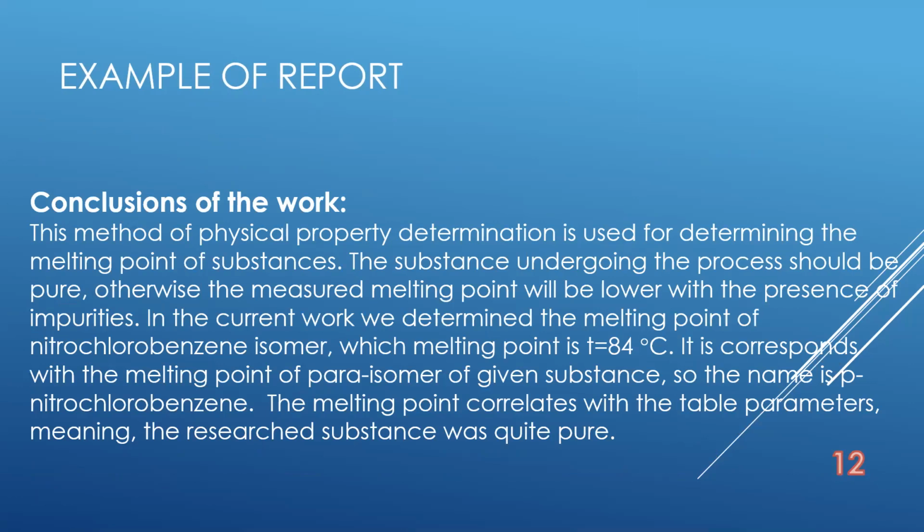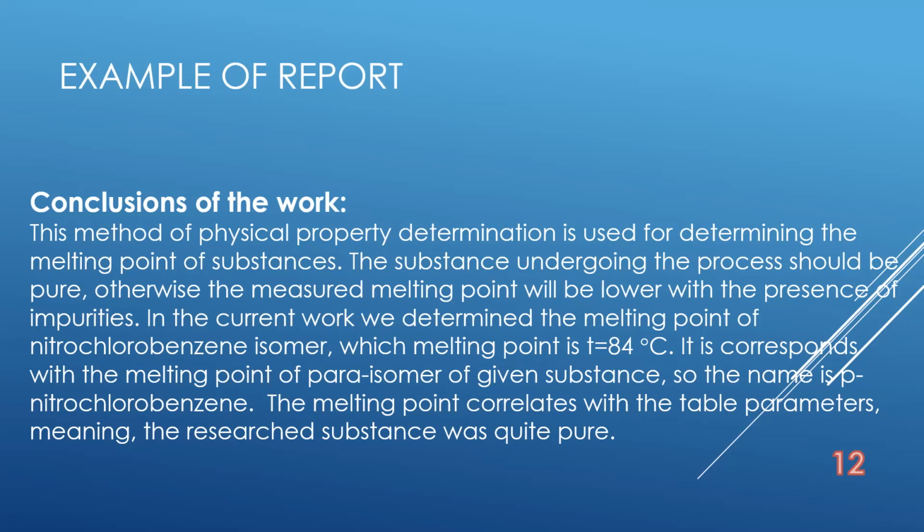This method of physical property determination is used for determining the melting point of substances. The substance undergoing the process should be pure, otherwise the measured melting point will be lower with the presence of impurities. And in the current work, we determined the melting point of a nitrochlorobenzene isomer, which is 84 degrees centigrade. Such a melting point corresponds with the melting point of the para isomer of the given substance. So the name is para-nitrochlorobenzene, and the melting point correlates with the table parameters. So it means the researched substance was quite pure.